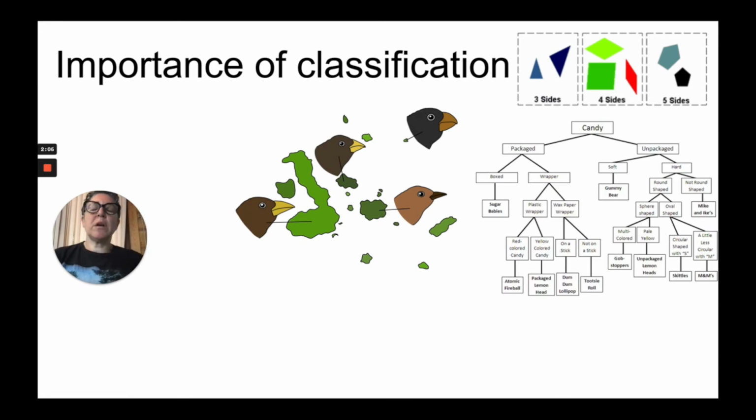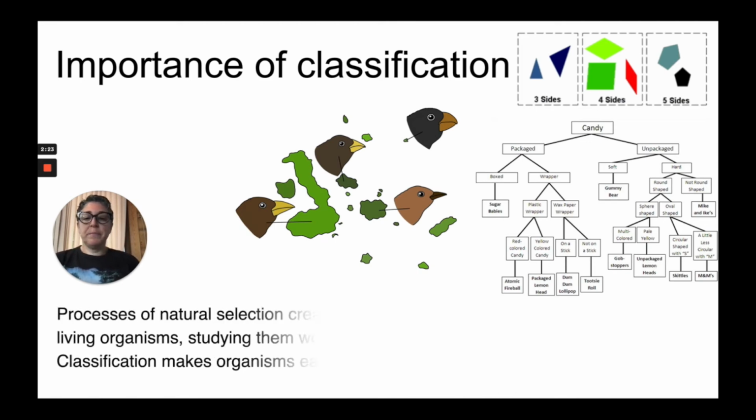So let's talk about the importance of classification. Here we have three different ways of looking at classification. We can just divide things by how they look, we can divide things by what they're made of, and we can divide things by their location.